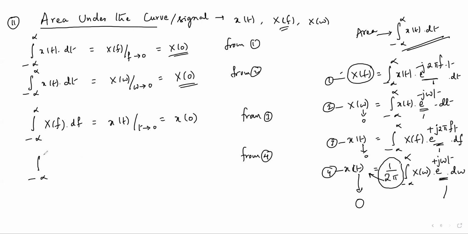So to get the integral from minus infinity to plus infinity of X of omega d omega, take 2 pi to this side, small x of t with t tending to 0. So that is 2 pi multiplied by x of 0. 2 pi coming into the picture, that should be noted. Like this, the area under different signals we will get with the help of other domain signals, just by taking the origin value. If it is omega, X of omega, multiply the time domain signal origin value with 2 pi.